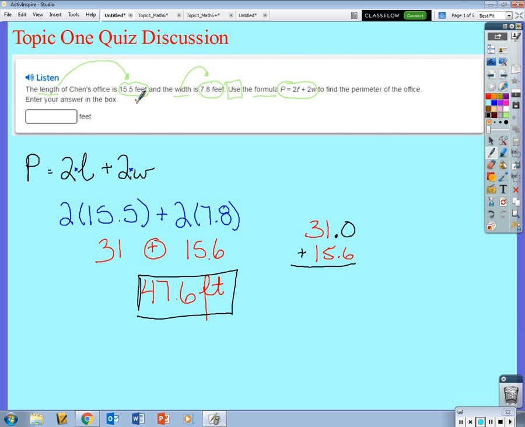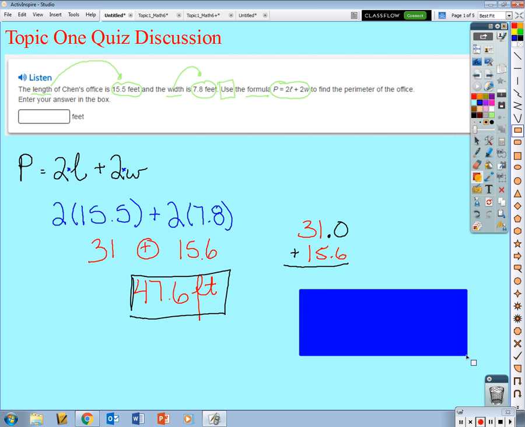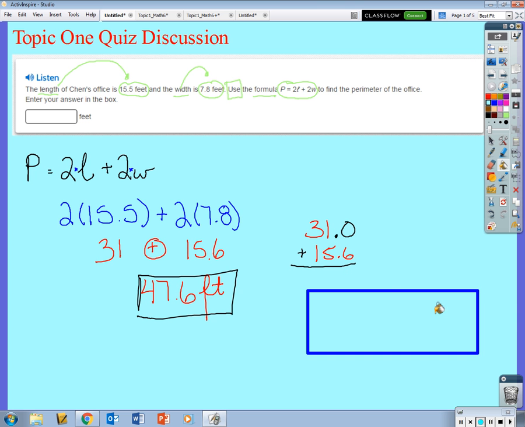Many of you just added 15.5 plus 7 8/10. Think about it. Sounds like Chen's office is a rectangle. So if I wanted to draw a rectangle to help me out, we have a length and a width. Hey, this is 15.5. This is 7 8/10. You really can't have a two-walled office. Remember, opposite sides of a rectangle are congruent. There's my congruency tick marks. 7 8/10 is congruent to the opposite side.